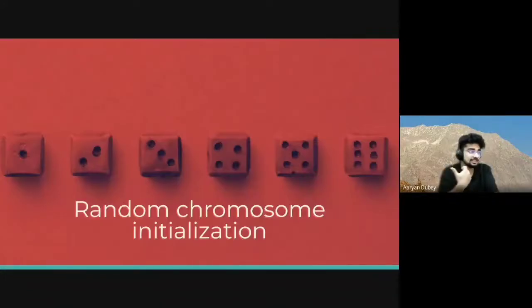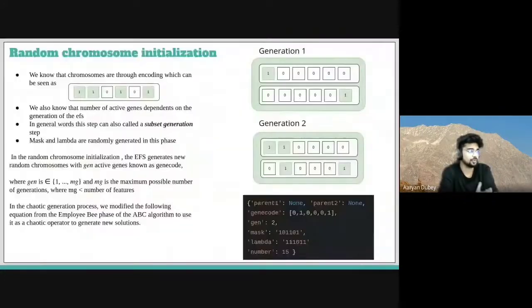Now, let's understand the random chromosome initialization. In general words, this step can be known as the subset generation step. So, in generation 1, we will create a subset of features like this, where we have only one active gene. In generation 2, we'll have a subset of features with 2 active genes. In Python, we represent this particular chromosome with this type of code.